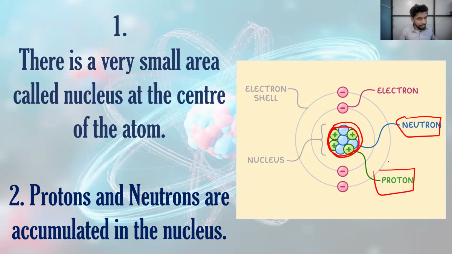But you may remember, in the previous model, the plum pudding model, J.J. Thomson didn't explain regarding the neutrons, right? He explained only regarding the protons and the electrons. But Ernest Rutherford introduced the neutrons. Just look at the picture here. At the nucleus, we have the protons and we have the neutrons. So there's a small area called the nucleus. Inside the nucleus, you have the protons and the neutrons.